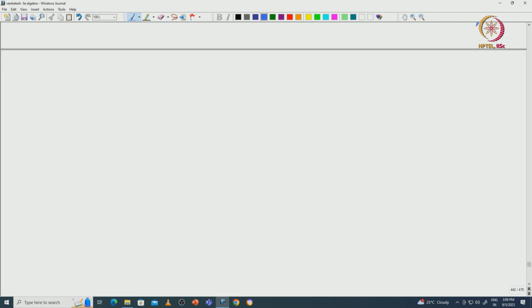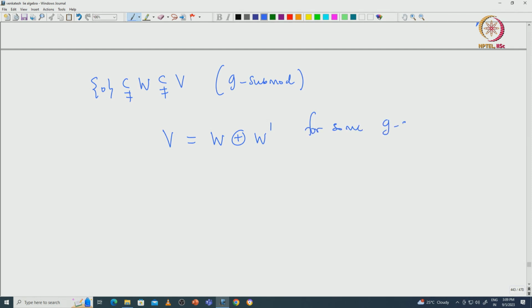In particular, it has some proper non-zero sub-representation. So, what is the meaning of complete reducibility? Given any proper non-zero sub-representation, it should have a complementary representation. Let us start with a proper non-zero representation, call it W. This is a G submodule. Complete reducibility means this W must have a complementary representation. That means V can be written as W direct sum W dash for some G sub representation W dash of V.